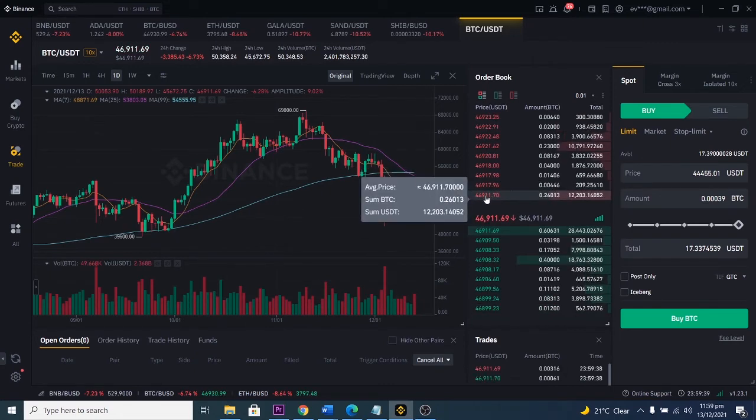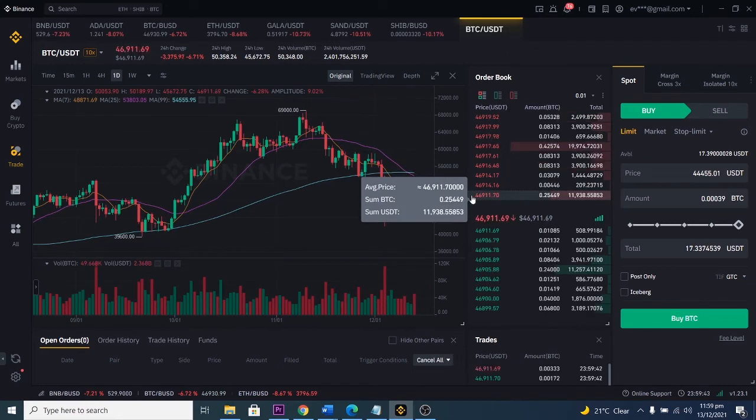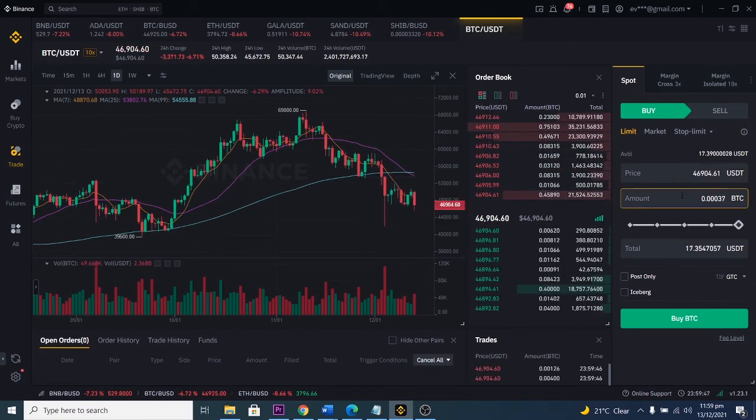But if I use the current value of it, you see I have 0.00039 here. But if I use what the market is saying right now, yeah, I have 0.00037. That is what I have currently. So that is just that. That is how to buy Bitcoin, and the same goes for Ethereum.